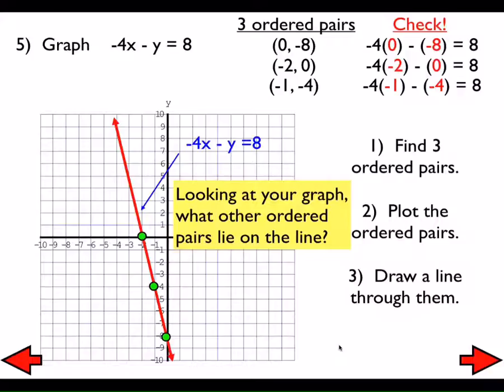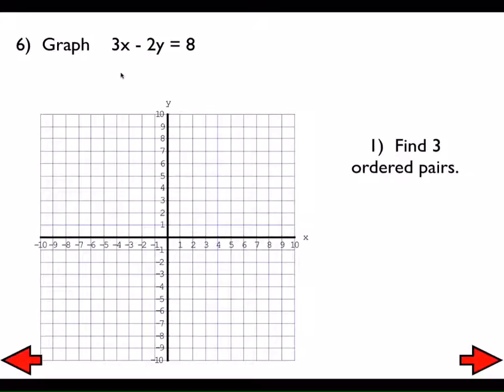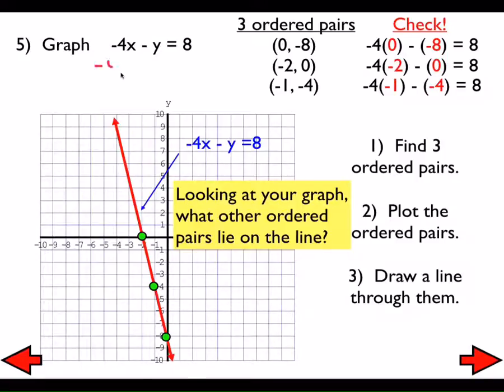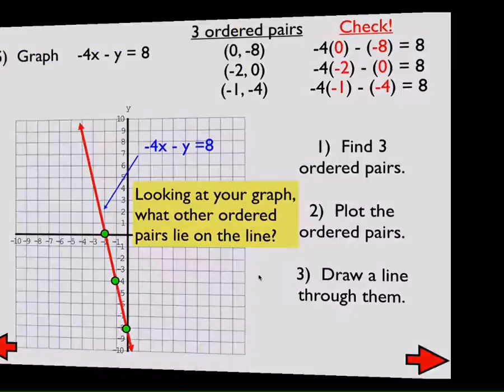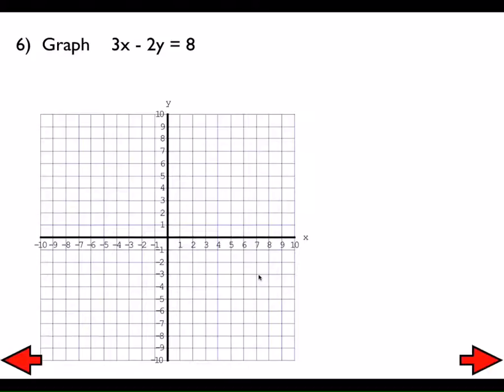Negative 6, 16. That goes off my grid, but if it works in the math, that would be good. Negative 4. Wait, what did you say? Negative 6, 16. So 24 minus 16. Okay. All right, let's move on to the next one. Number 6. Last one. See if you can come up with ordered pairs on your own.